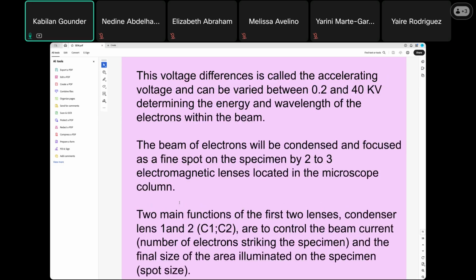From this voltage difference, we can calculate the accelerating voltage, which can be varied between 0.2 and 40 kV, which gives you more energy. The beam of electrons will be condensed and focused as a fine spot on the specimen by 2 to 3 electromagnetic lenses, which are located in the microscope column.